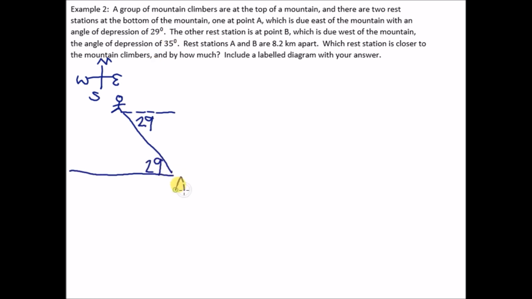The other rest station is B, which is due west of the mountain. The angle of depression is 35 degrees. All right, 35. Here we go. So the rest stations A and B are 8.2 kilometers apart. Which rest station is closer to the mountain climbers and by how much?